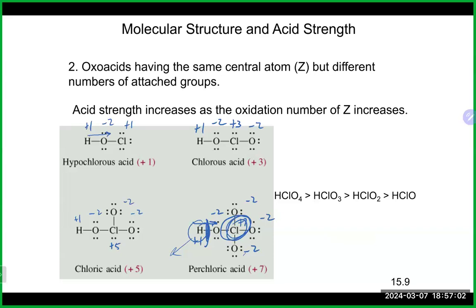So with oxygen involved with your acids, you look at electronegativity if there is no difference in oxidation number, and if there's no difference in electronegativity, you look at oxidation number of the central atom. Both is basically, again, the larger value there is going to be the stronger acid. Question on comparing acid strengths? All right.